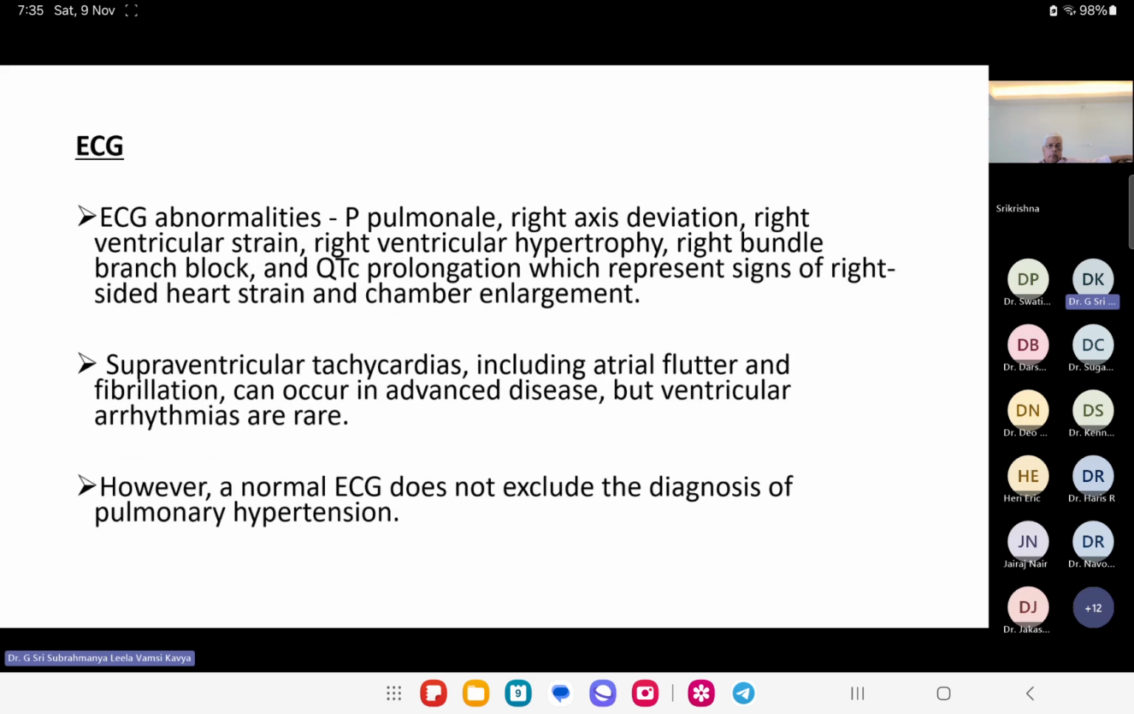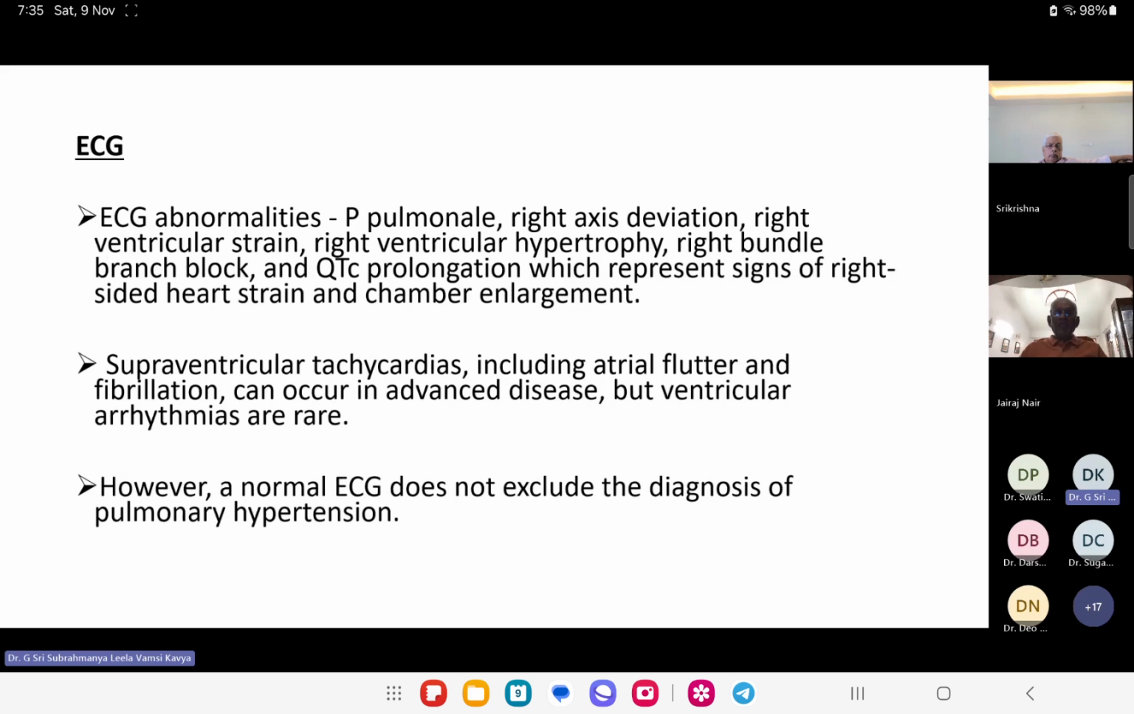In ECG, P pulmonale, right axis deviation, right ventricular strain pattern, right ventricular hypertrophy, right bundle branch block, and QTc prolongation, which represent signs of right-sided heart strain and chamber enlargement, can be seen. Supraventricular tachycardias, including atrial flutter and fibrillation, can occur in advanced diseases, but ventricular arrhythmias are rare. However, a normal ECG does not exclude the diagnosis of pulmonary hypertension.